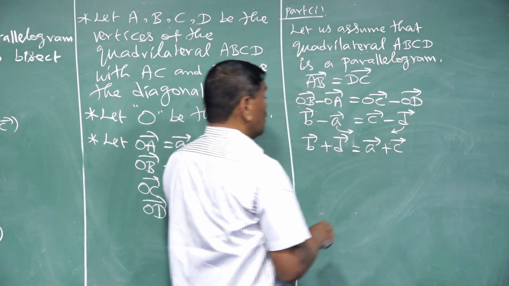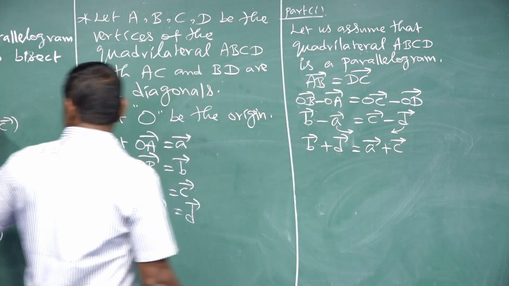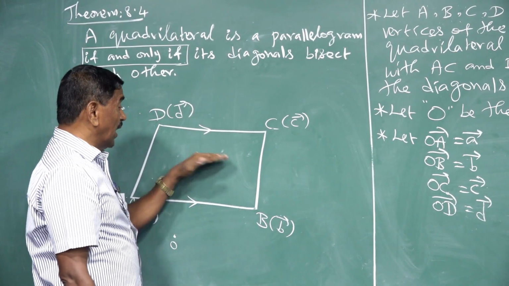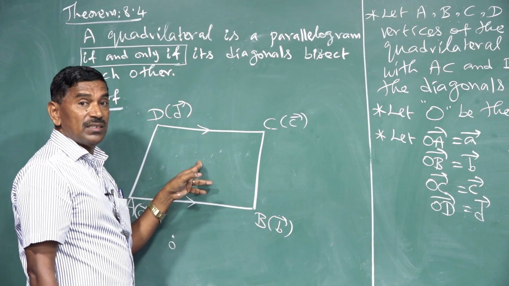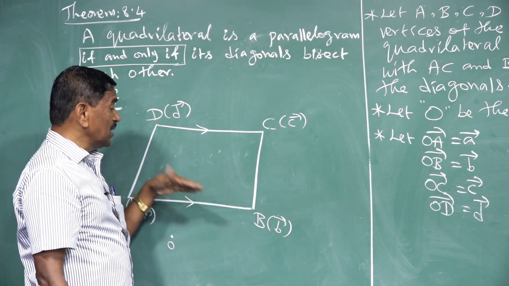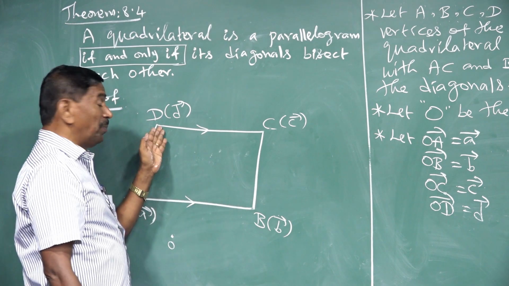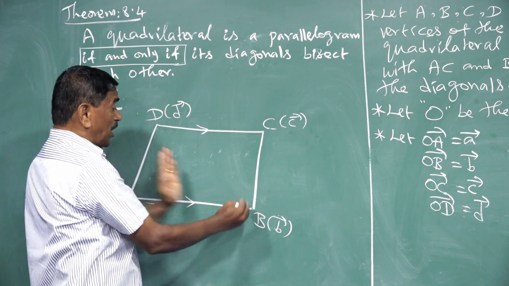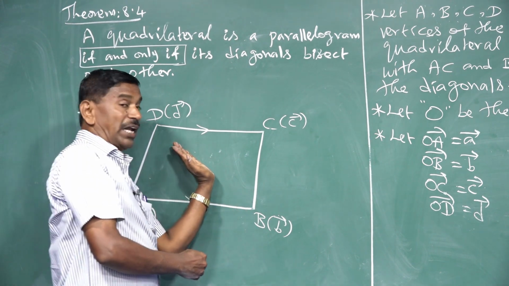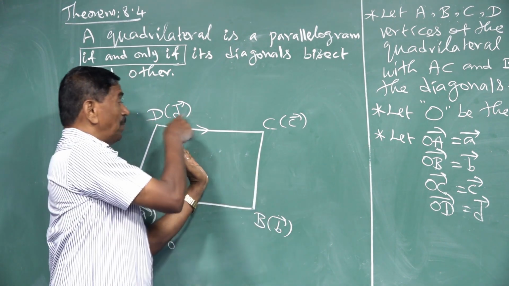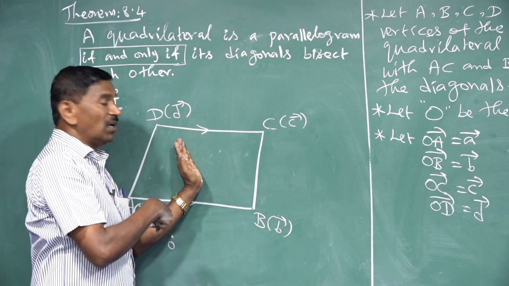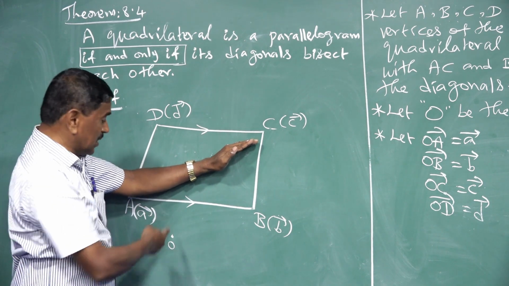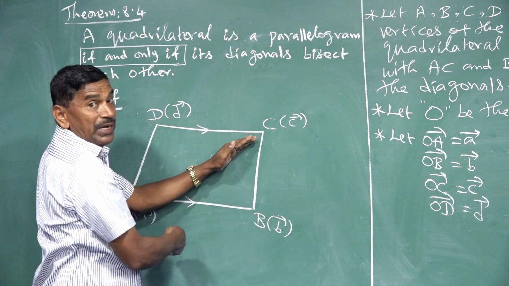Okay. Now we want to prove diagonals bisect each other. Bisect means what? Yes, midpoint. That means we want to prove the midpoint of the diagonal BD is equal to the midpoint of the diagonal AC. What is the midpoint of the diagonal BD? Midpoint of the diagonal BD is equal to (B vector plus D vector) by 2, which is equal to the midpoint of the diagonal AC, equal to (A vector plus C vector) by 2.